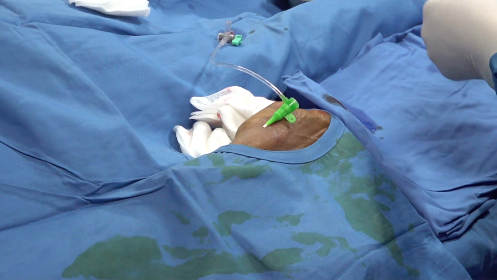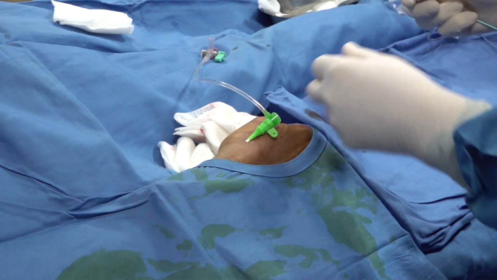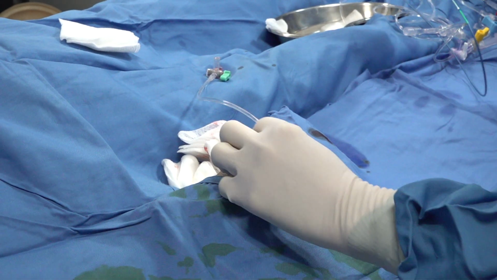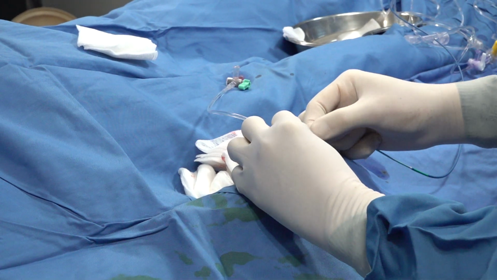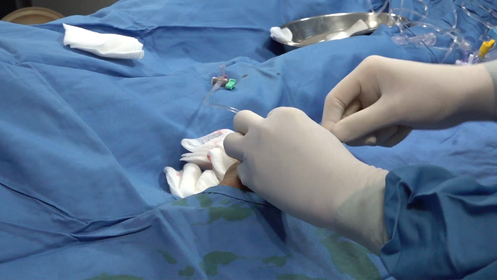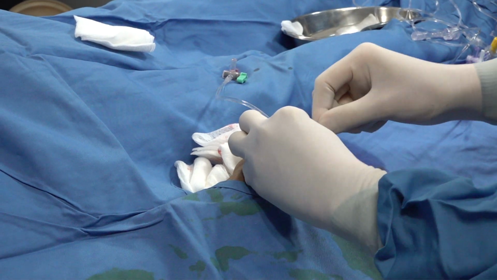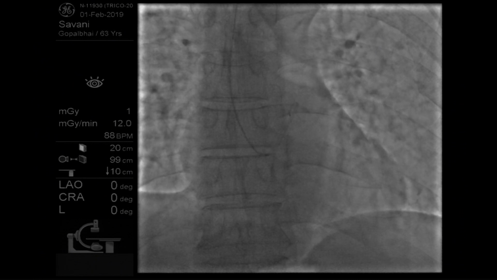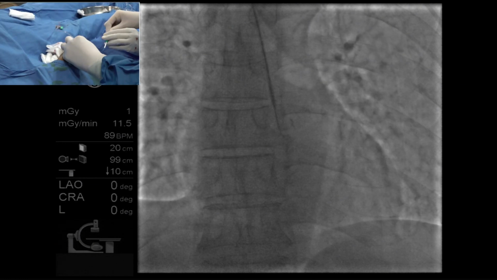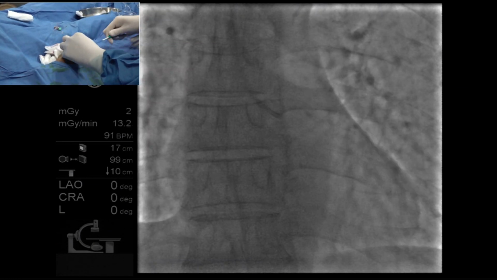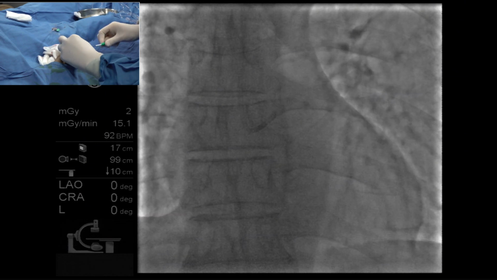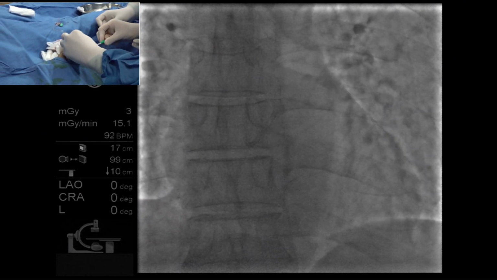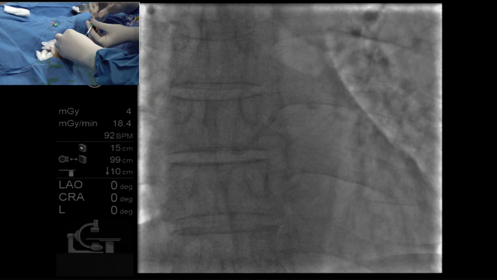So let me get an EBU 3.5, and we will start with the LAD and the circumflex first. Then we can design the rest. You guys see the angiogram, right? Any comments from the panel? Can you show us the diagnostic first? Oh, okay, just one second. Do you have the diagnostic to show them? We're still not able to see the diagnostic.